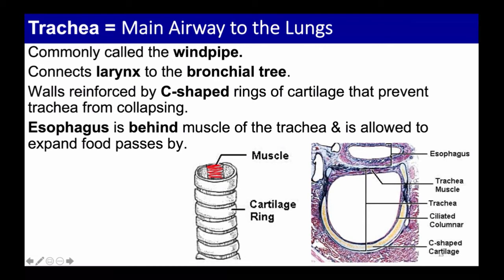So moving over to the image on the right-hand side, which is a transverse section through the neck, you've got the esophagus in the back and the C-shaped cartilage rings, which have a different staining pattern. And then you can see that it's possible for the esophagus to push into the area of the trachea when a bolus of food is passing through. And that can happen without restricting the airway significantly.